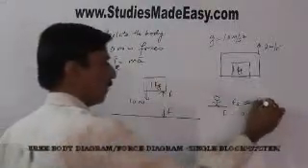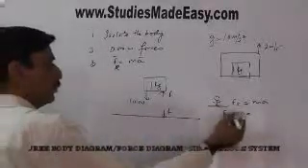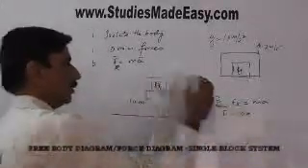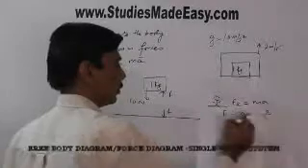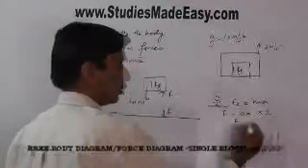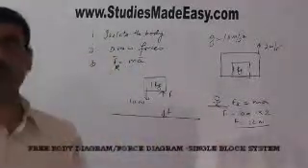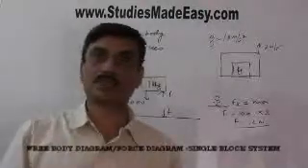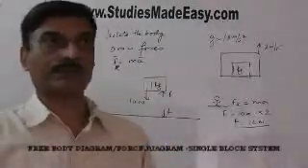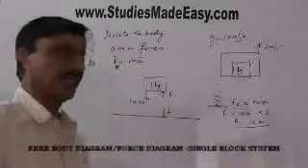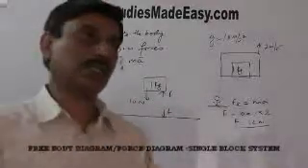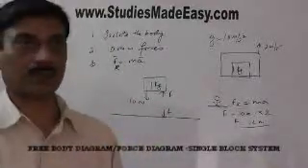I intend to apply F is equal to ma. So net force is F minus 10. What is the mass of this body? 1, into acceleration 2. So F comes out to 12 Newton. So please do not jump to the conclusion that F is always equal to mg. The force applied on this may or may not be equal to mg, depending upon case to case what is going to happen.